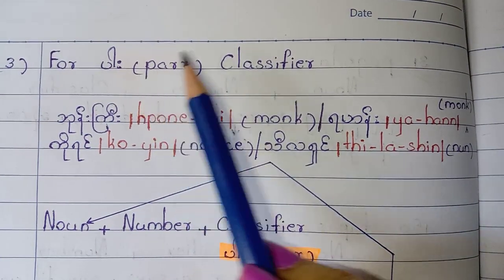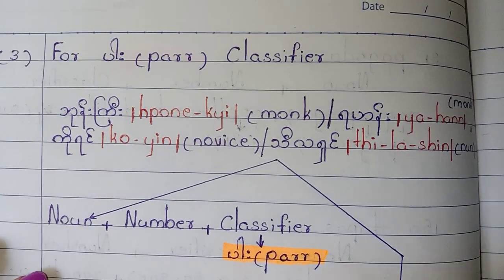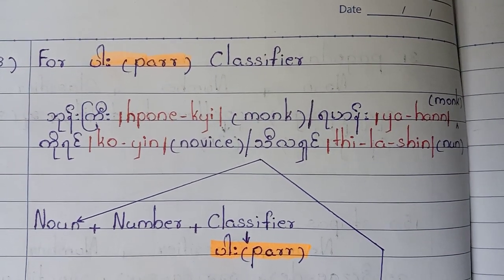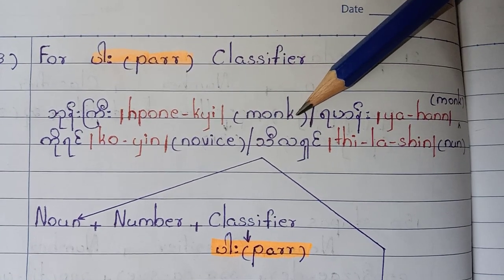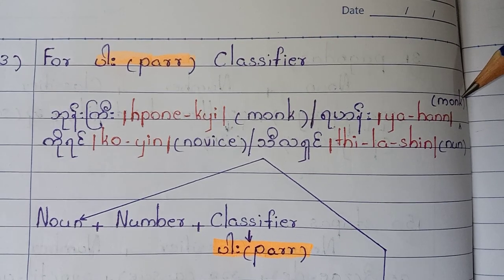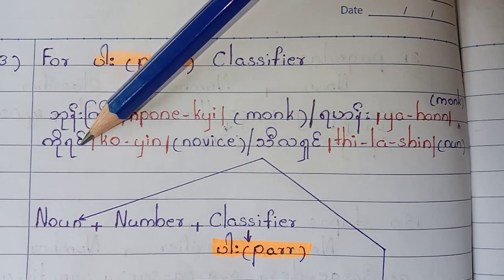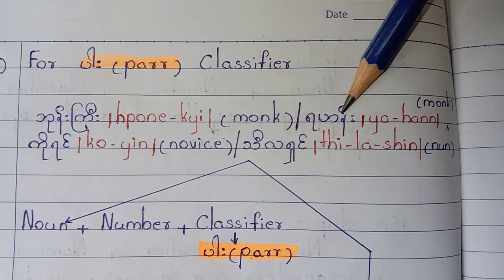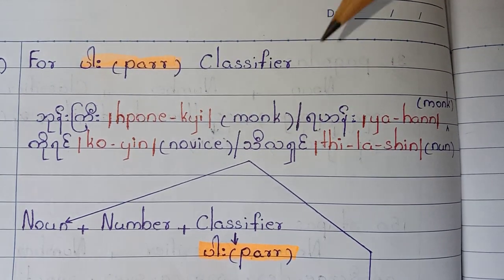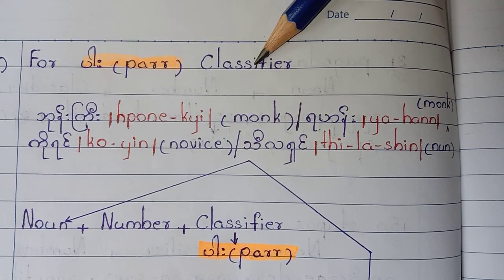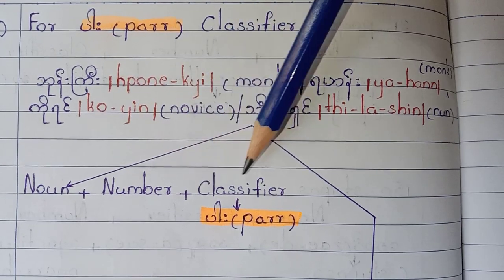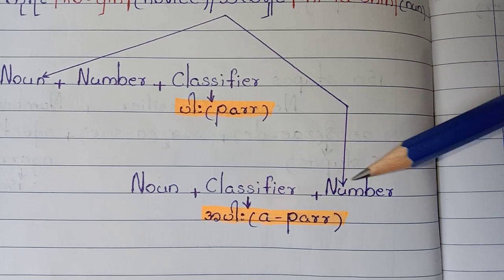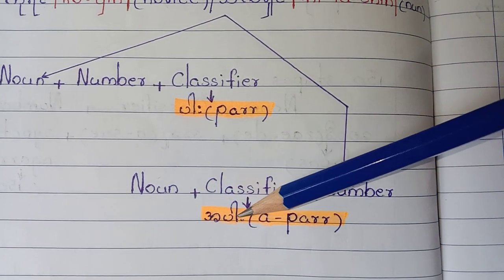This time we will learn the ba classifier. Pongji is mark, shahan is mark, goshin is novice, the lashin is monk. So, pongji, shahan, goshin, the lashin. For these, you have to use the pa classifier. Part A, noun plus number plus classifier. The classifier will be pa. Part B, noun plus classifier plus number. The classifier must be a pa.